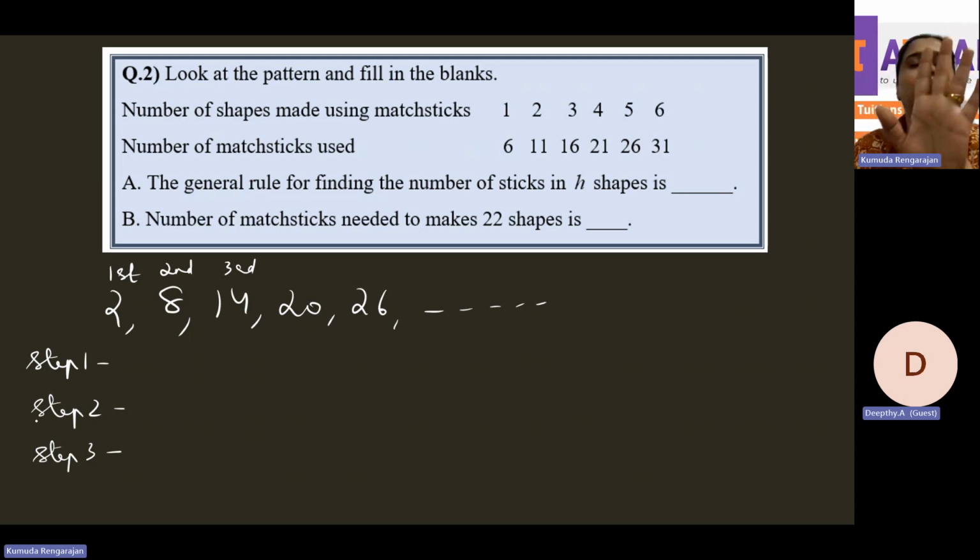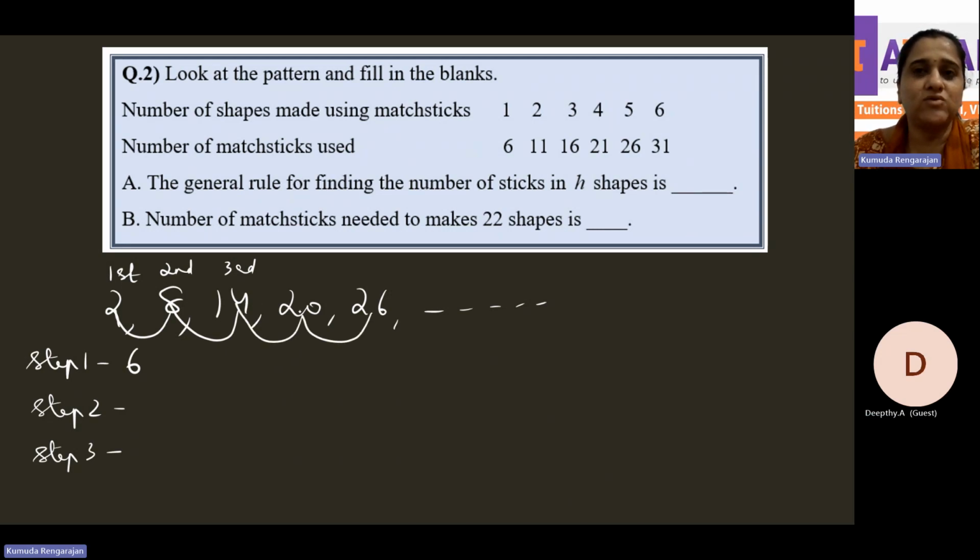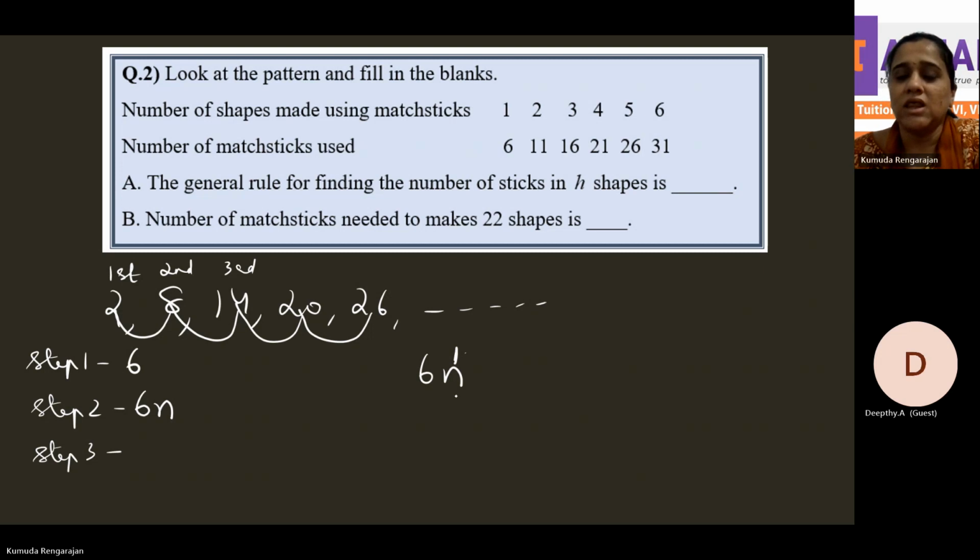Okay, fine. No. The first step is to find the difference, children. What is the difference? 8 minus 2, 6. 14 minus 8, 6. 20 minus 14, 6. The difference is 6. That's the first step. In the second step, multiply the difference with n. 6n. When you take n as 1, what is 6 into 1? 6. But the answer is 2. How will 6 become 2? You should subtract 4. So, 6n minus 4 is the rule.